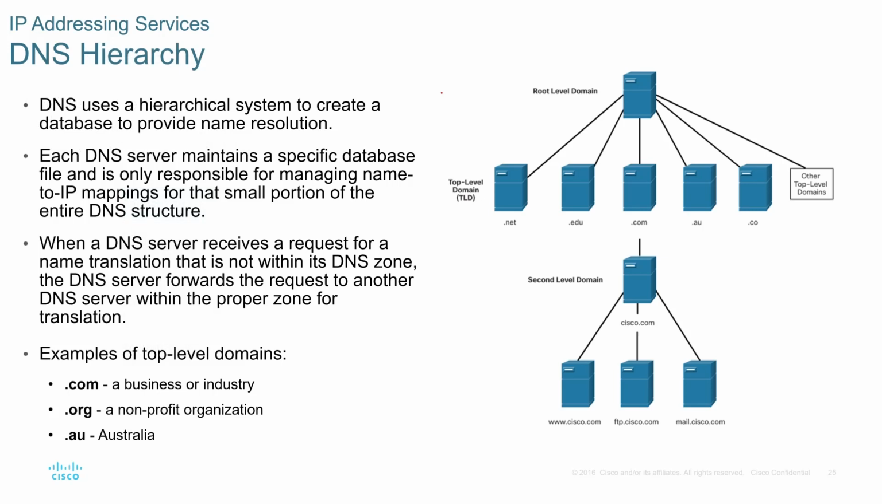As we can see here, we actually have a hierarchy of domains. DNS will use a hierarchical system to create a database to provide name resolution. Each DNS server maintains a specific database file and is only responsible for managing name to IP mappings for that small portion of the entire DNS structure. When a DNS server receives a request for a name translation that is not within its DNS zone, the DNS server then forwards the request to another DNS server with the proper zone for translation. Some of the top level domains would be .com, .org, .au. Some of the other ones that you may see, .jp for Japan, .sg for Singapore, .eu for the European Community.